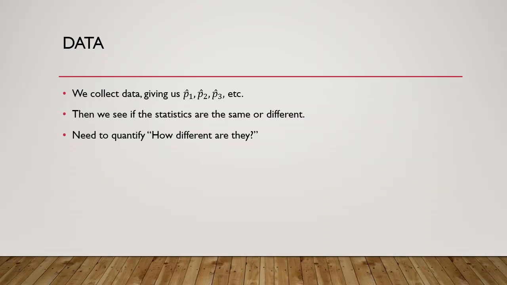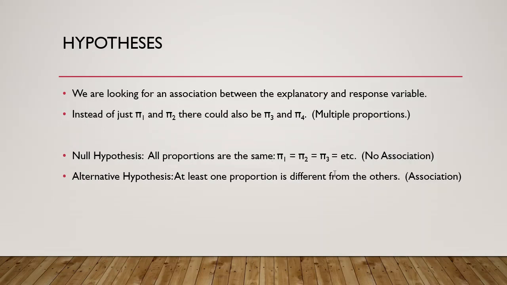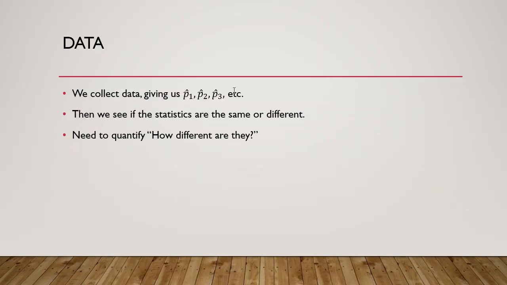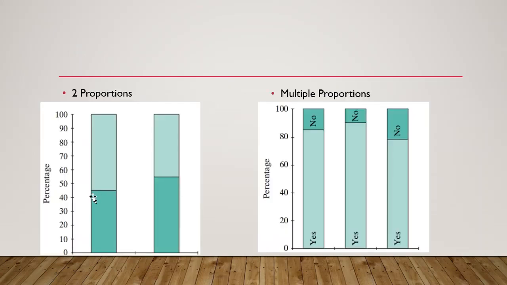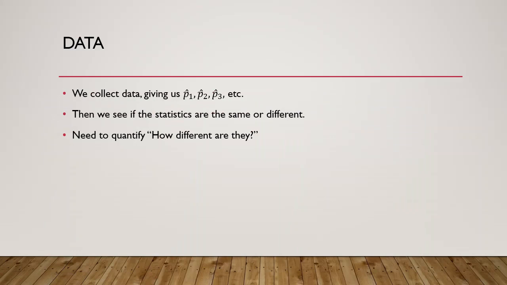When we get data, so our hypotheses are about the true parameters, right? The true population proportions. The data comes from a sample, so we get statistics. And the question is, are the statistics the same as each other or different? And moreover, are they different enough that that would give us evidence that the true population parameters are different? So, you know, maybe this is sample data here and you say, oh, okay, well, these are different, but are they different enough to say that the true proportions are different from each other? Or is it just not strong enough evidence? So we want to quantify how different these sample data are.